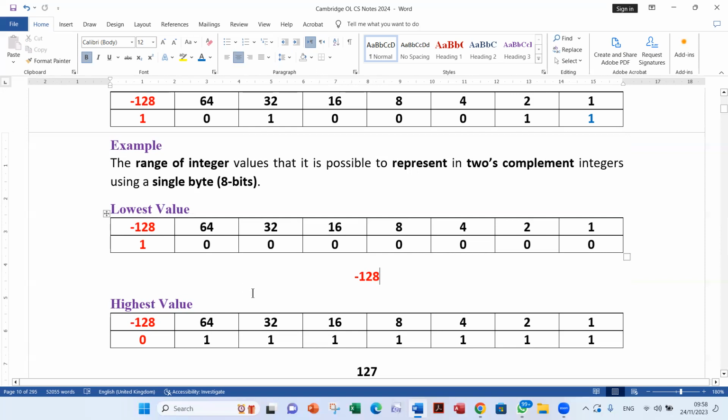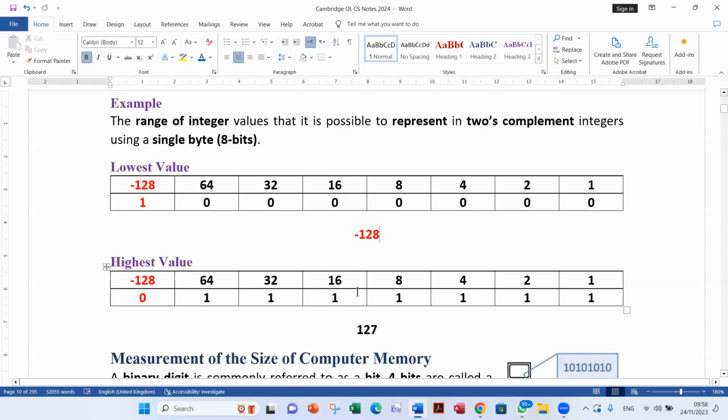So the smallest value that can be represented in 8 bits two's complement is -128. What about getting the biggest positive value? Put that 0 and fill all others with 1. If you add them, they will be 127.